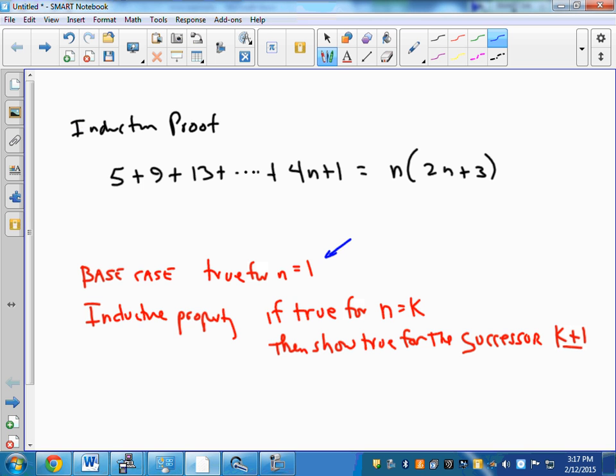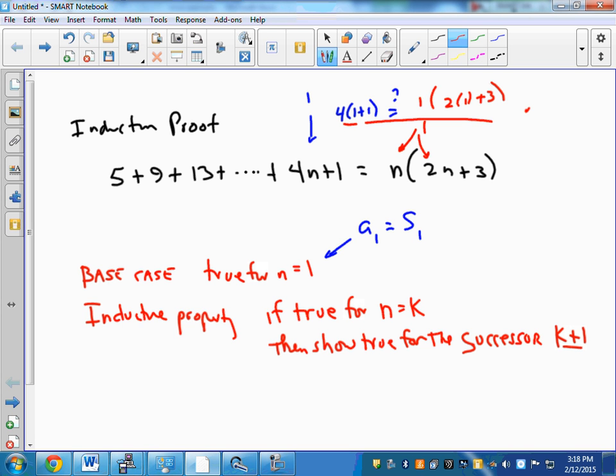Now, to outline this proof, again, I'm thinking of writing an essay. This stuff is just to show that a sub 1 is equal to s sub 1, and that's usually pretty easy to do. For this series, you would put 1 right there. So we have 4 times 1 plus 1, and that's putting 1 right in here, right? So that would be 1 times (2 times 1 plus 3). And this better be true. This will work. You can check that out.